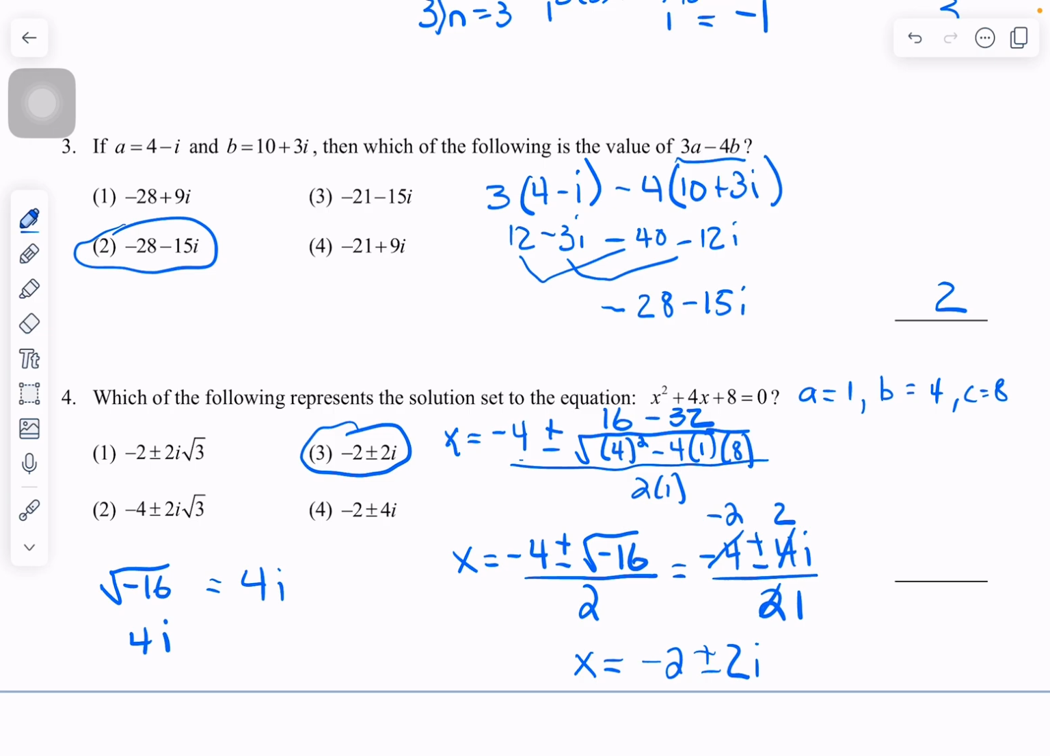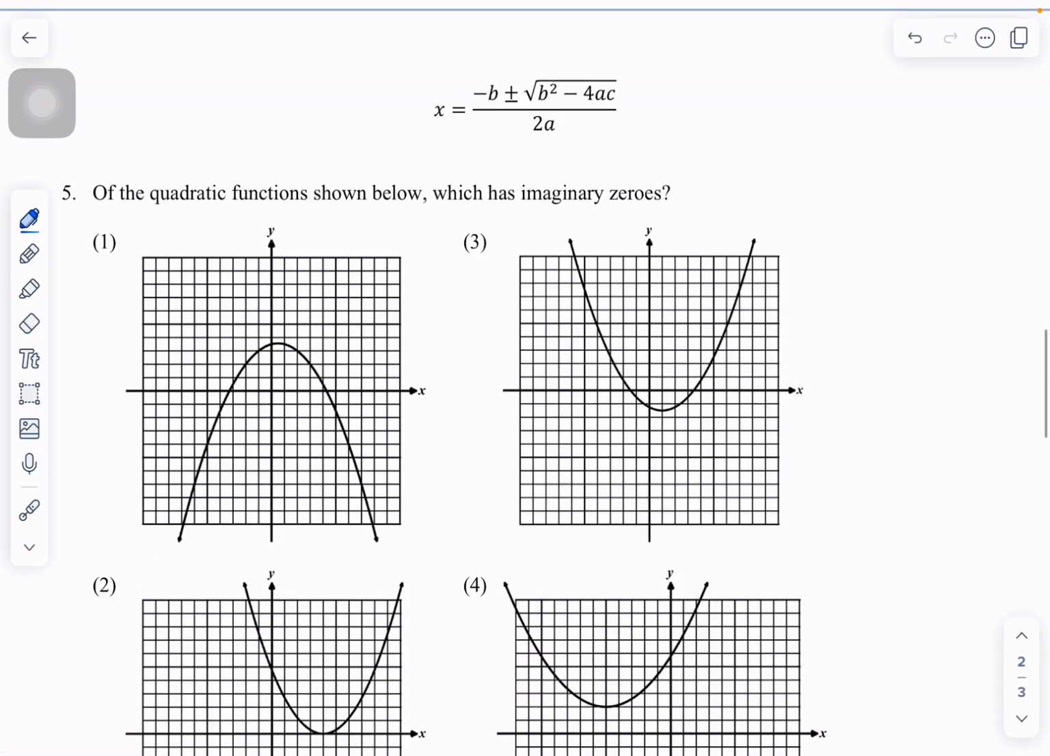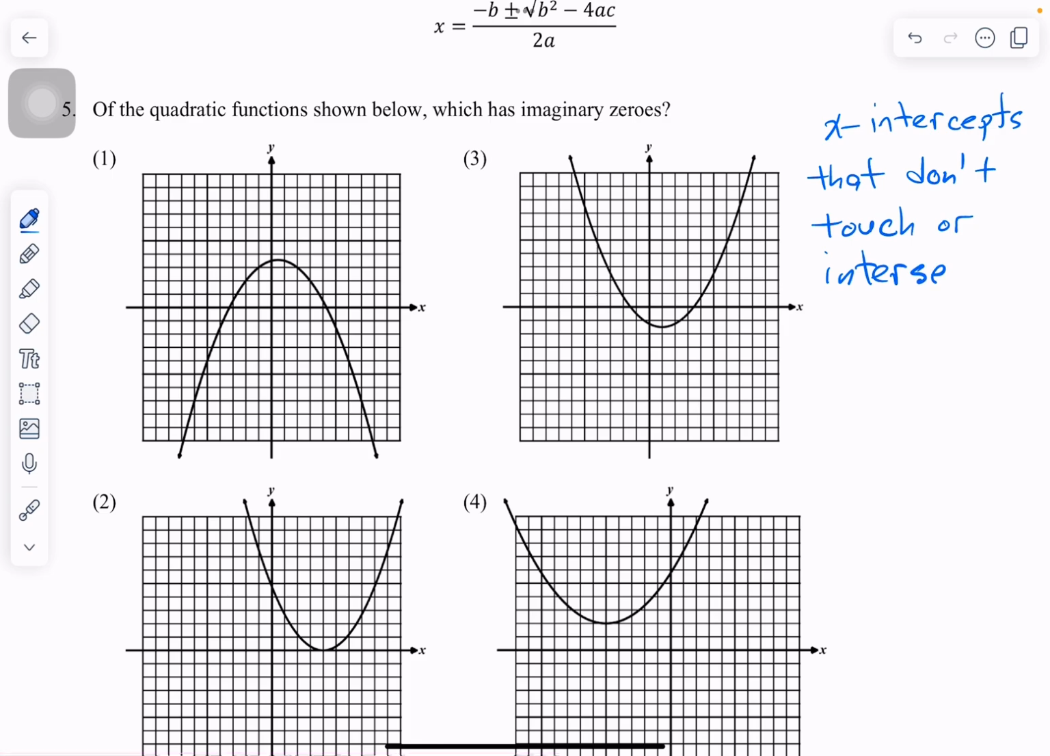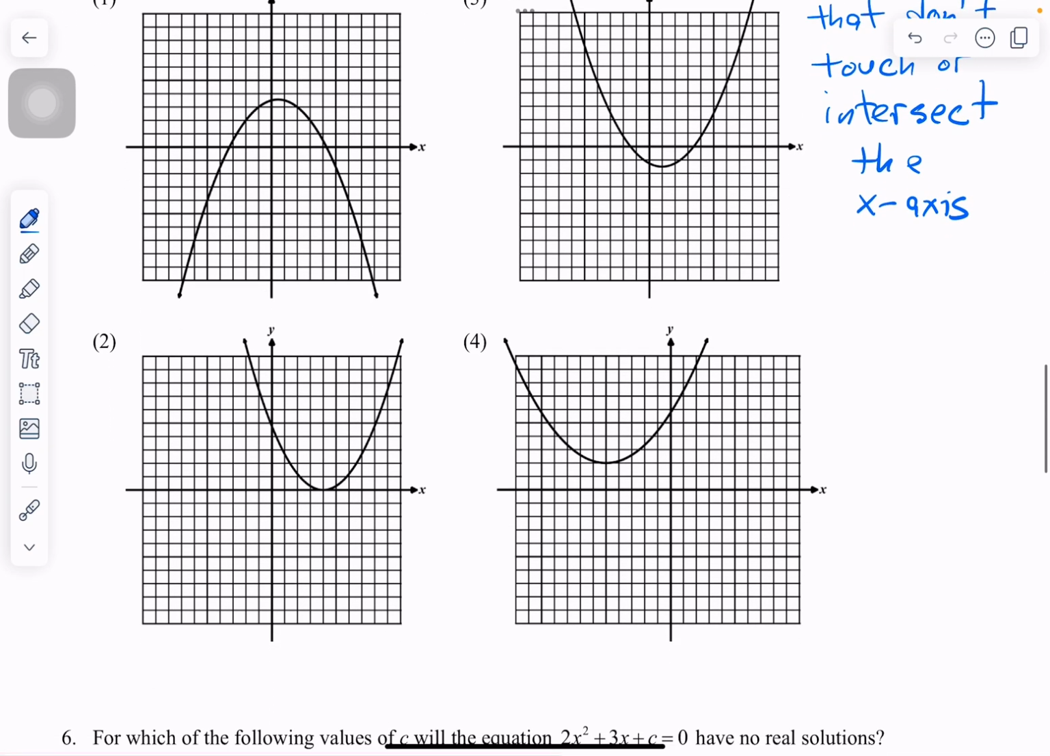All right. Number 5, okay? Which has imaginary roots? Imaginary zeros do not cross the x-axis. They do not have x-intercepts. They don't touch or intersect the x-axis. So the one that doesn't touch the x-axis is number 4, right?